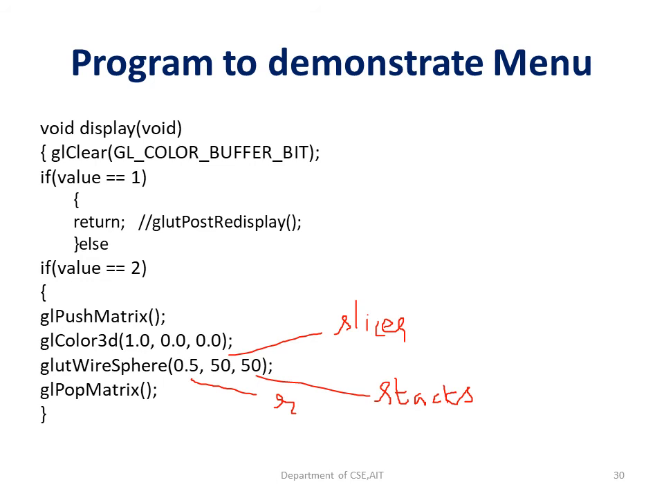So the push matrix and the pop matrix will be used whenever we have some value that should not be changed. The previous value that was there will be stored onto the stack, and then we come to the changes in the object. After this has been done, again we are going to restore the values of the program. In the program, whatever important attributes were there, we are going to put them onto the stack.